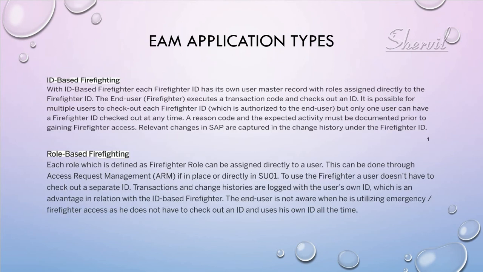EAM has two application types: user ID based firefighting and role based firefighting. In ID based firefighting, you provide firefighter authorizations by assigning firefighter IDs to users, the actual users.